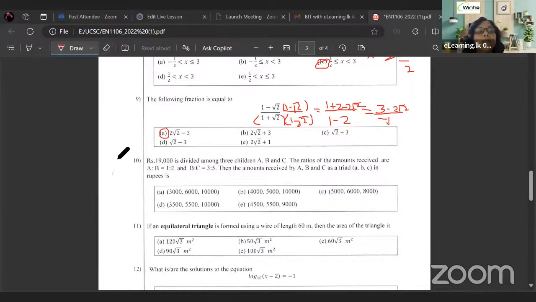We take the ratio in between A, B and C. A, B is 1 to 2. Given B and C 3 to 5.